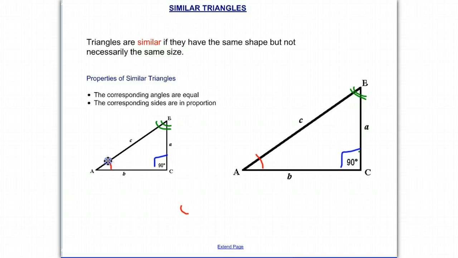So in the first triangle, we see that A is opposite the red angle, and A in the larger triangle is also opposite the red angle. Let's give these numbers. Let's say this side is 3.